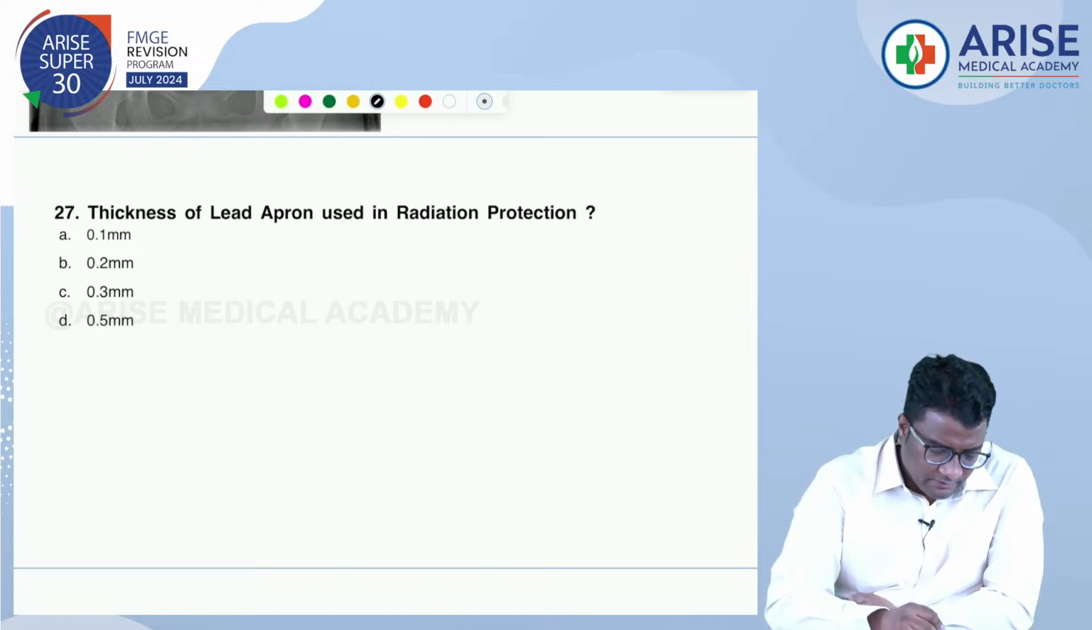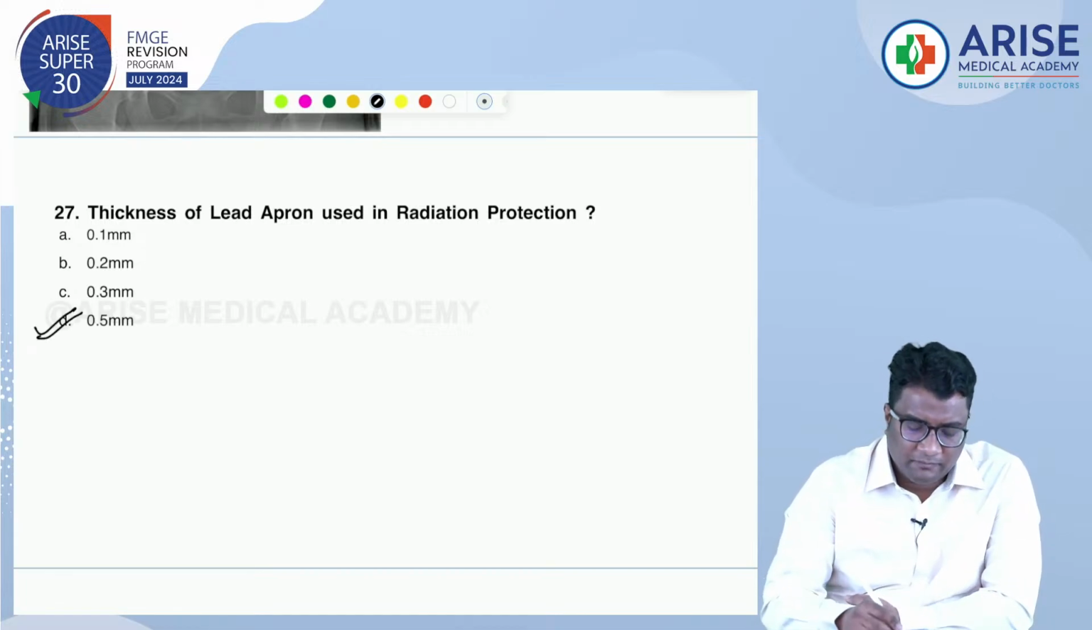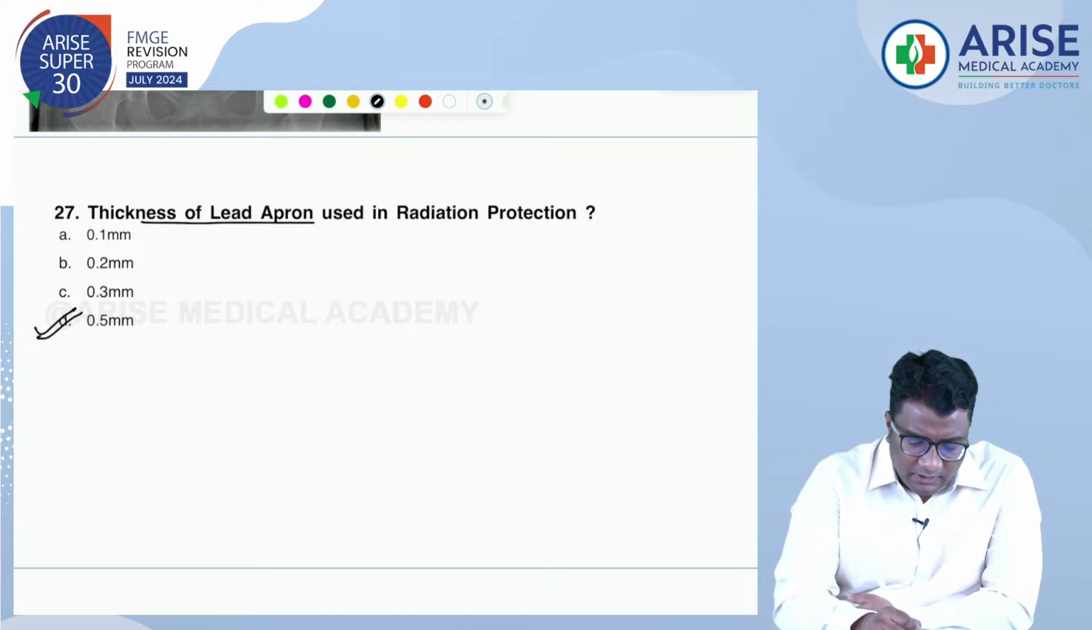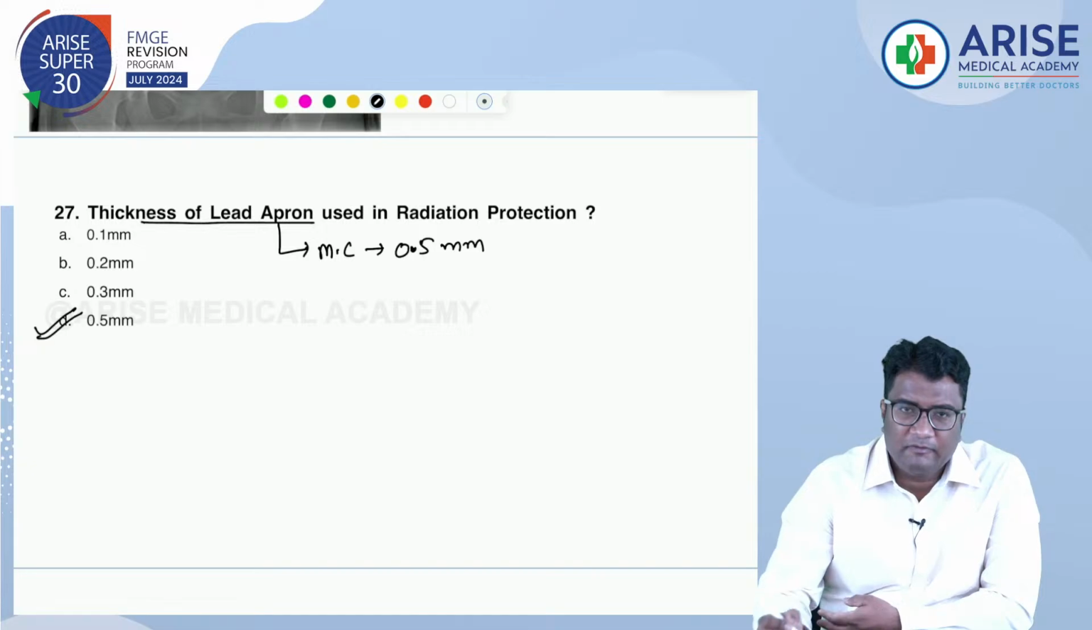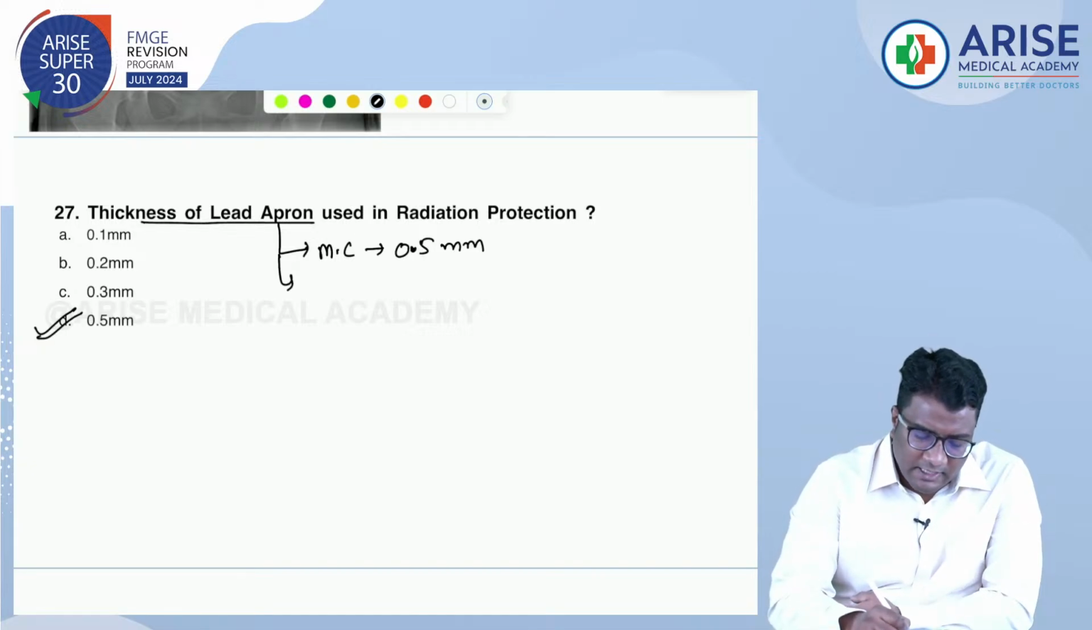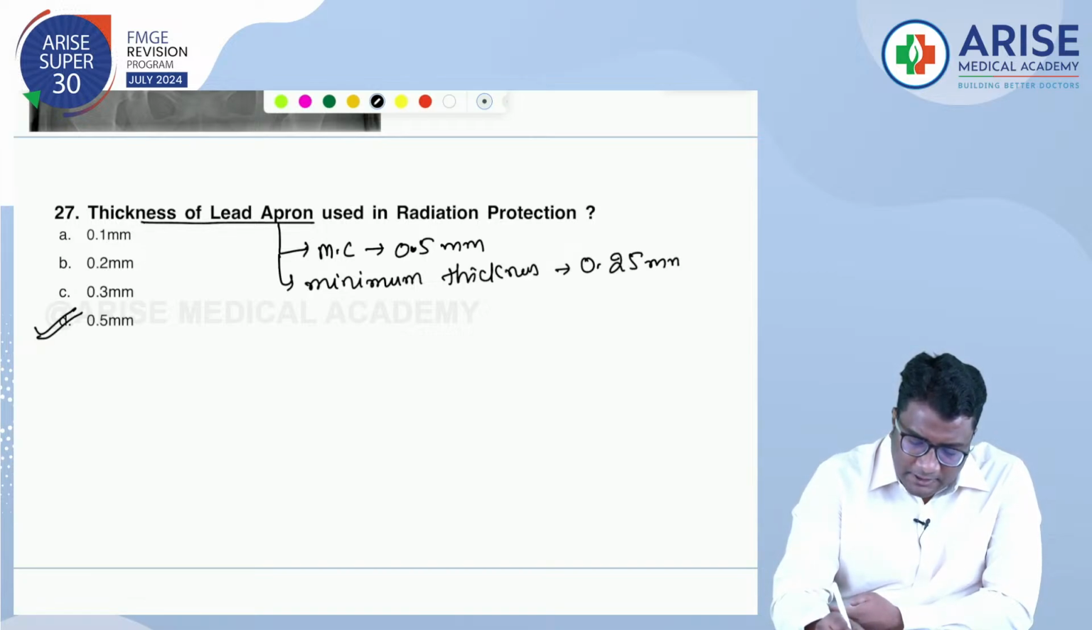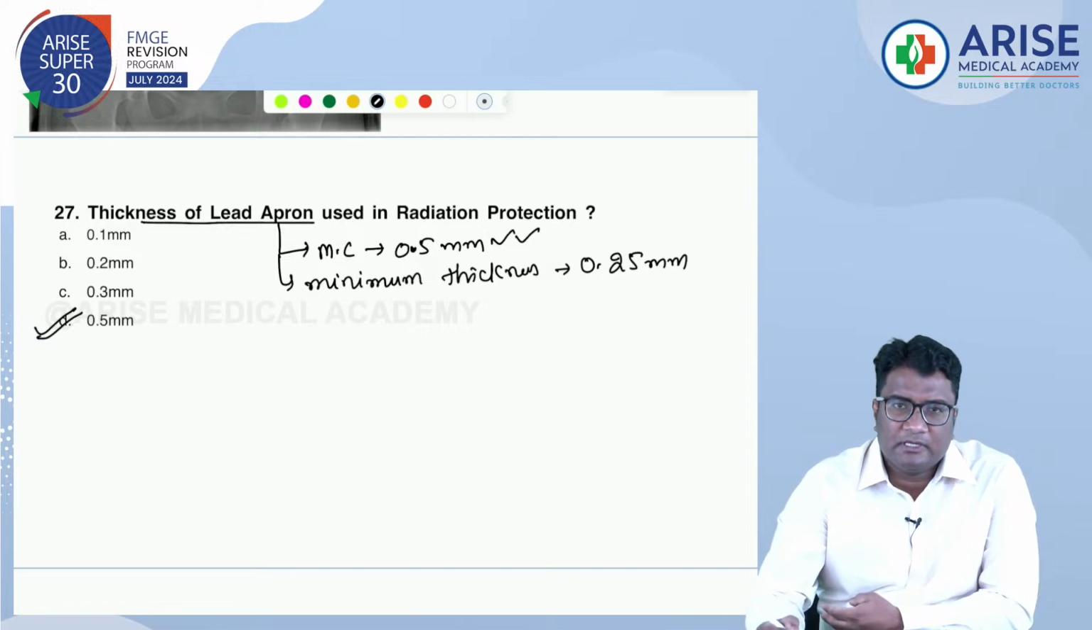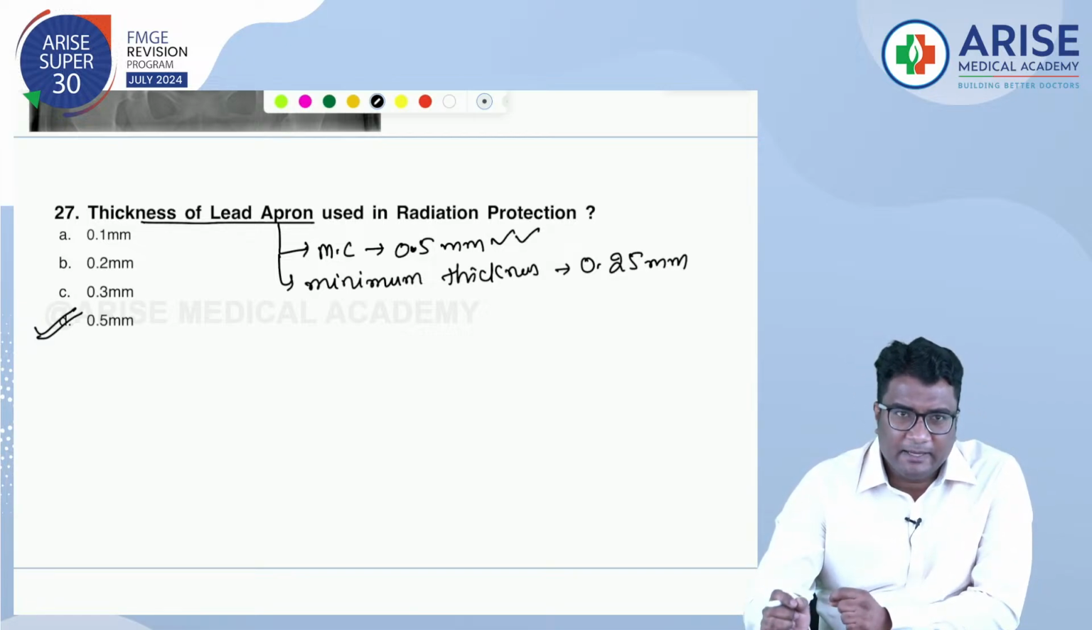Very good. I see everybody answering this correctly. The thickness of lead apron, remember the most common used thickness for radiation protection is 0.5 mm. That should be your answer. 0.5 mm of lead equivalent is used. But if they ask you minimum thickness required for radiation protection, then 0.25. Remember 0.5, this is your previous P by Q. Remember this 0.5 mm.